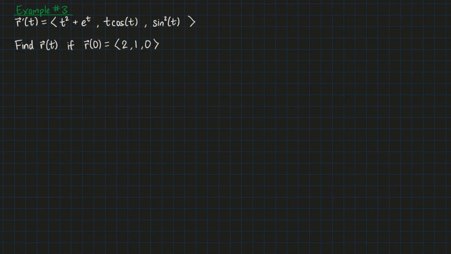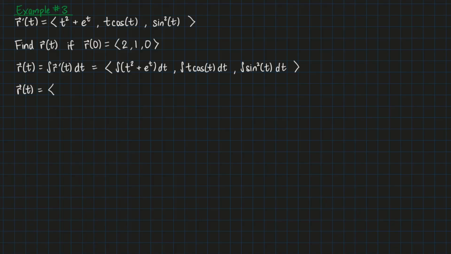We know that taking the derivative of r of t gets us r prime of t. So if we start with r prime of t, integrating r prime of t gives us r of t plus the constant vector. So we could say r of t equals the integral of r prime of t dt. So first we have the integral of t to the 2nd power plus e to the t. That's going to be 1/3 times t to the 3rd power plus e to the t plus arbitrary constant c1.